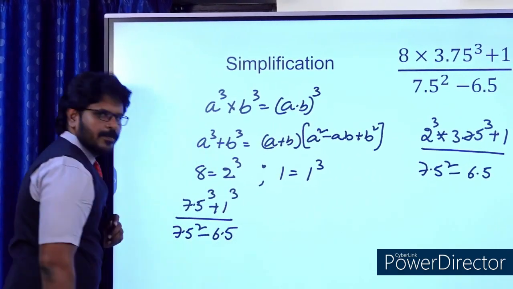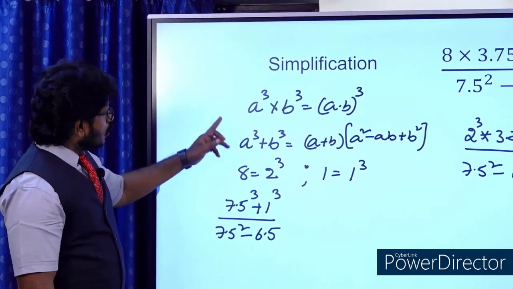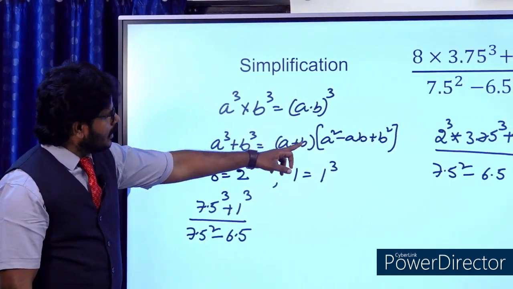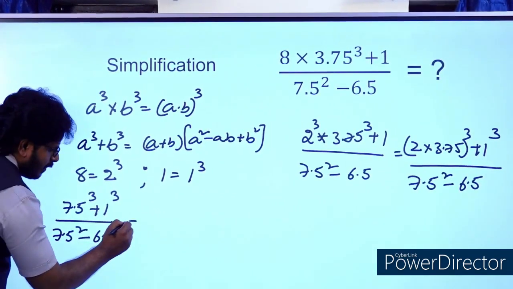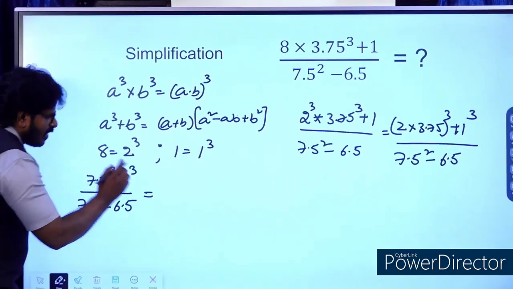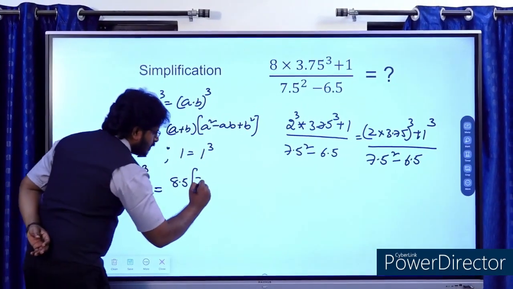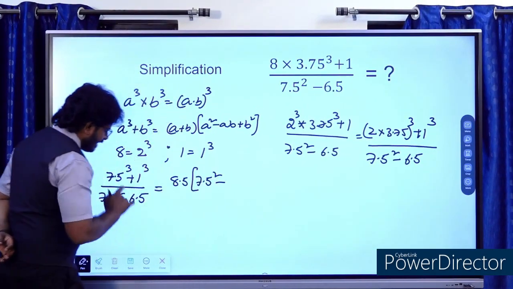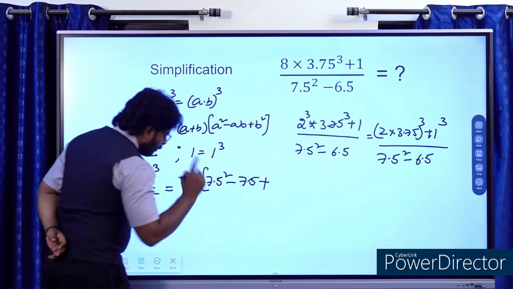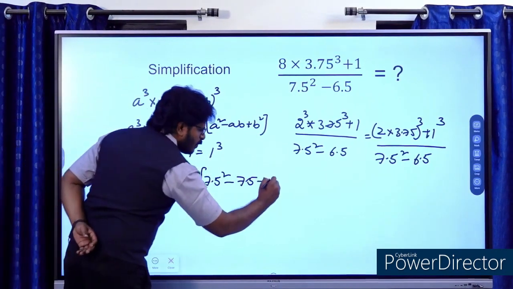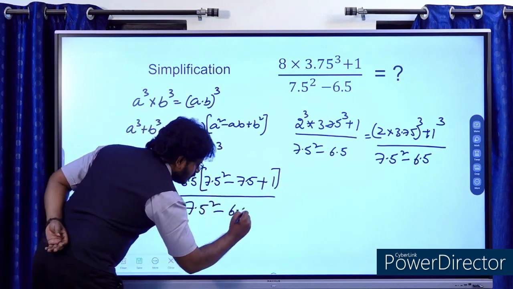Now look at this, what format is it in? It is in a cube plus b cube format. So a cube plus b cube, what can we write? a plus b into a square minus ab plus b square. Let's expand this. So a plus b, 7.5 plus 1, we can write it as 8.5, into a square, that means 7.5 square, minus a into b, 7.5 into 1 is nothing but 7.5, plus b square, meaning 1 square. 1 square is 1, divided by the denominator 7.5 square minus 6.5.